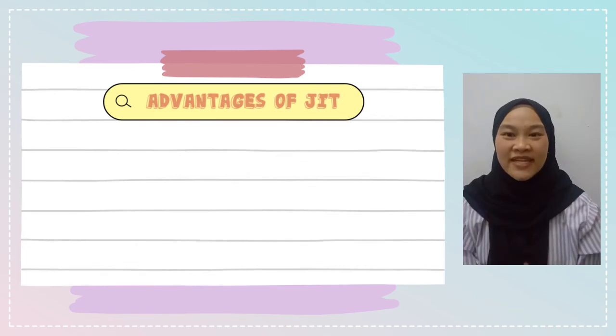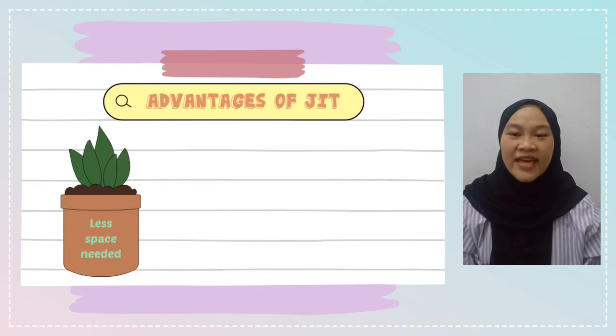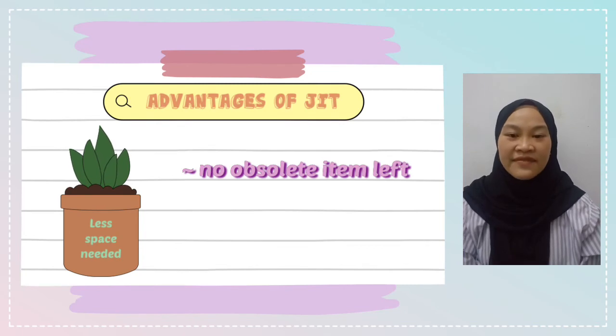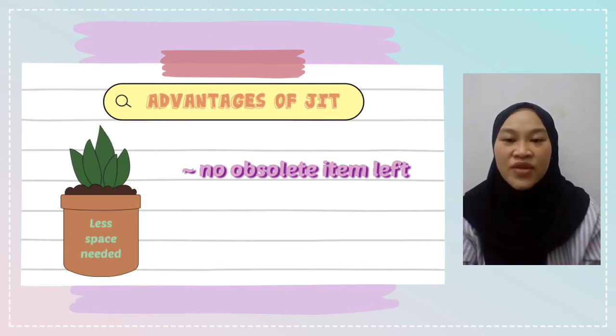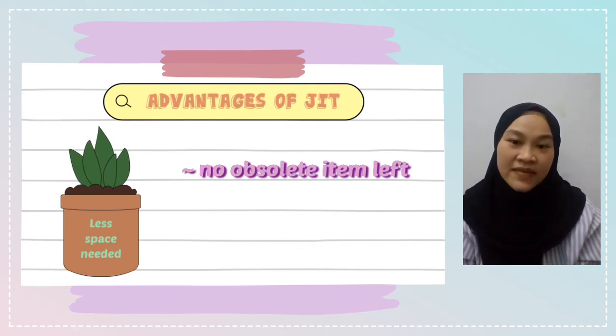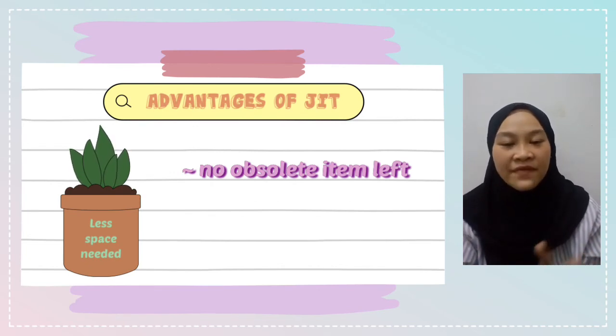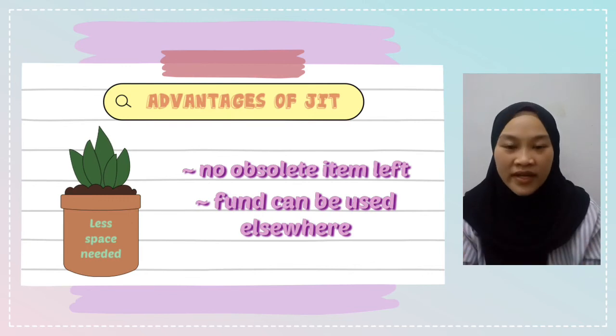Not only that, the JIT system can help the company to minimize the space needed. As the JIT system's purpose is to produce the product based on demand, all the items will be sold and there will be no obsolete item left in the finished goods section. So the company may not need much warehouse to store the products, and this will reduce the amount of space the company needs to rent or to buy, and the funds that they previously used to acquire the inventory can be used elsewhere.